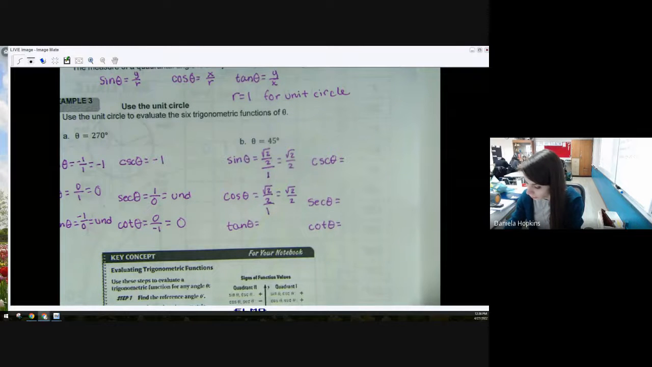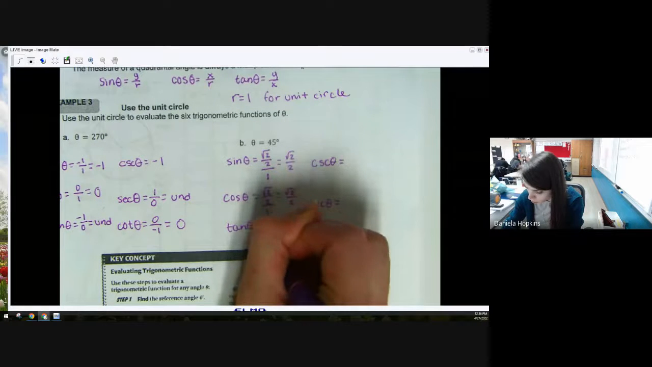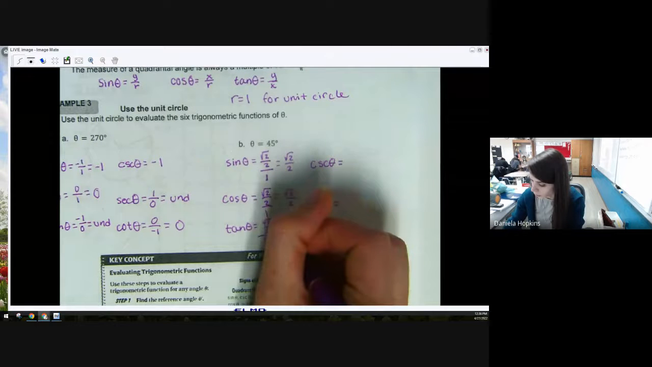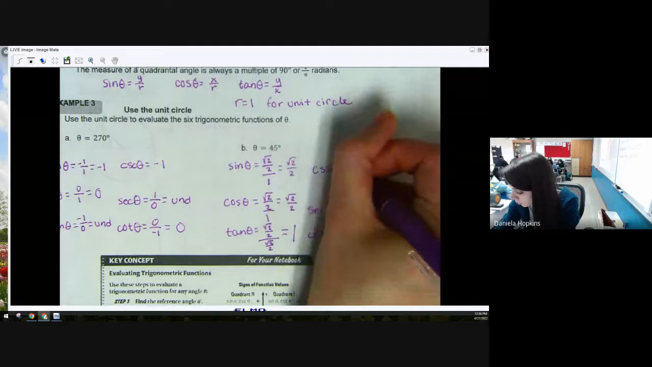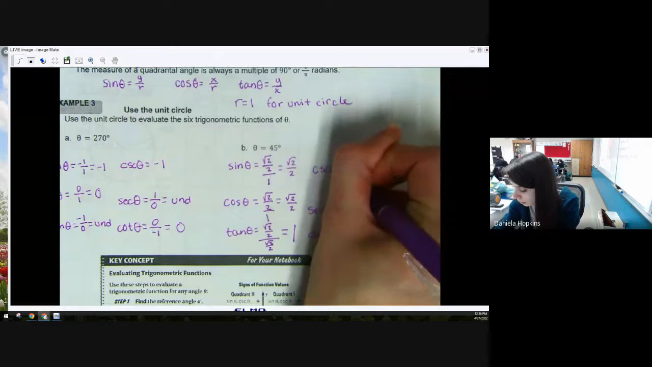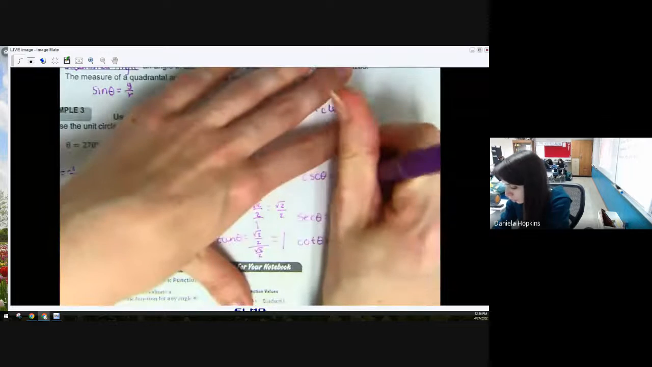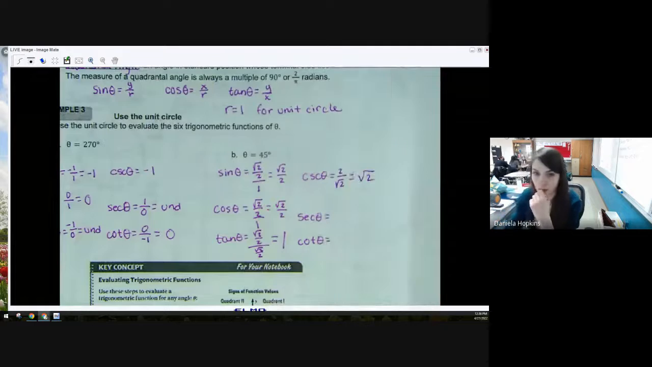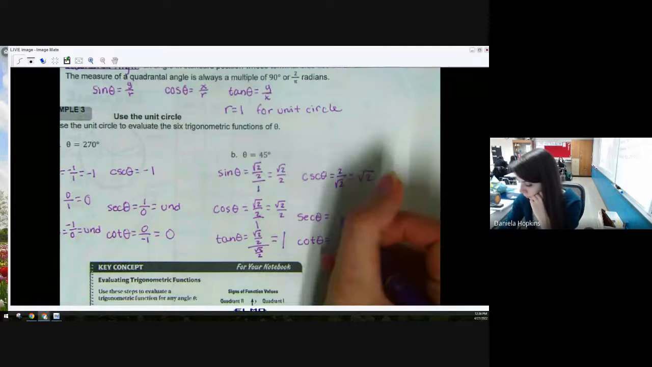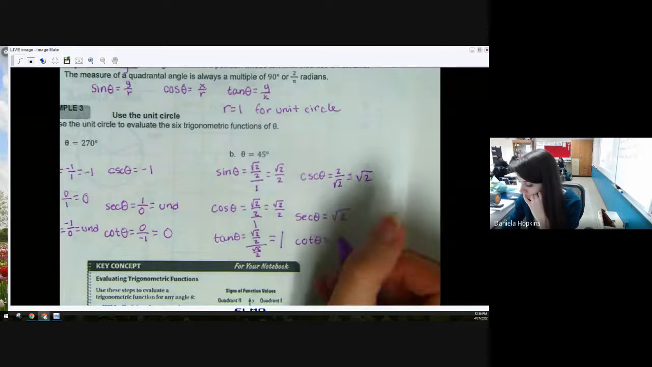Tangent is y over x. So this one's a little weird. I end up with square root of 2 over 2 over the square root of 2 over 2, which would be what? 1, because those cancel out. And then cosecant, you flip everything, but then you have to tragically rationalize the denominator. So you would end up with, you'd multiply by square root of 2 over 2. So I think you just end up with a square root of 2. If you rationalize, you just end up with square root of 2. And actually secant will do the same thing. And then cotangent will still be 1.